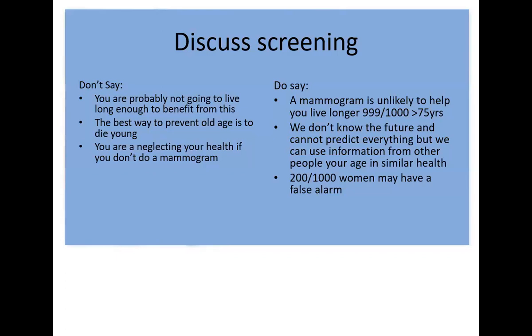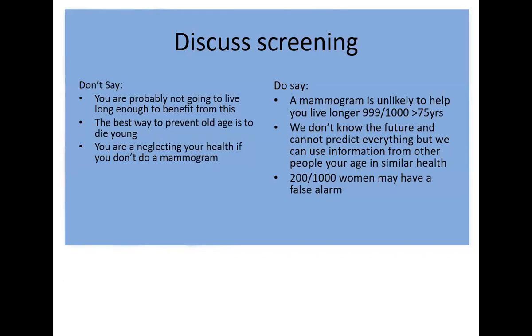Say a mammogram is unlikely to help you live longer, as shown in 999 out of 1,000 women who are more than 75 years old. Don't say the best way to prevent old age is to die young. True, but don't say that. Just say we don't know the future. We can't predict everything, but we can use information from other people, so there's a script to these things. There's a script to how you put it.